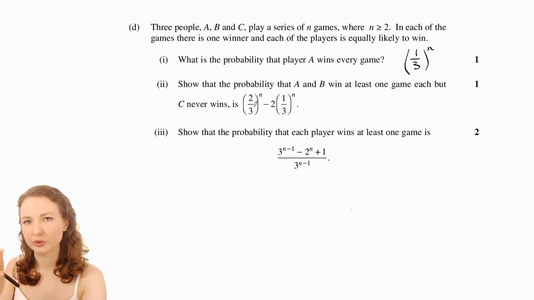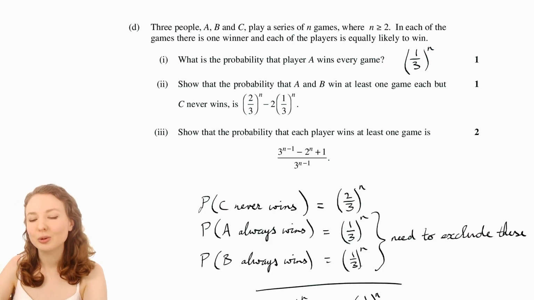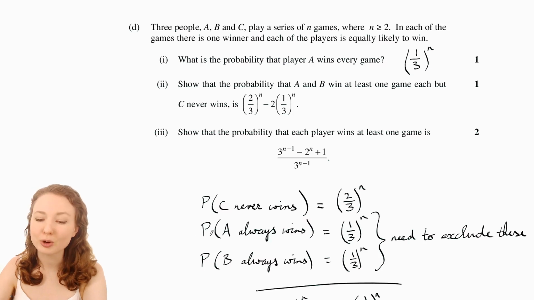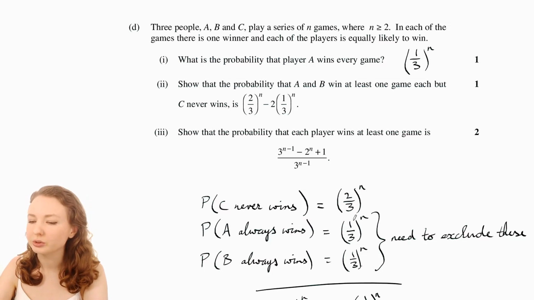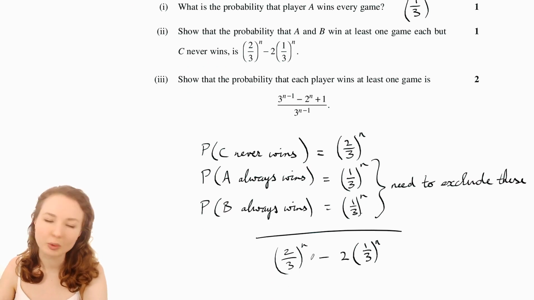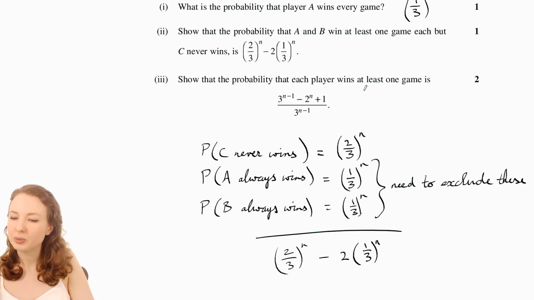Each of those are 1 on 3 to the n. So you could say something like, the probability that C never wins is 2 on 3 to the n. The probability that A always wins is 1 on 3 to the n. And the probability that B always wins is also 1 on 3 to the n. And we need to exclude these two, so it would be that one minus that one minus that one, which gives you what we're looking for. So that's part 2 done.